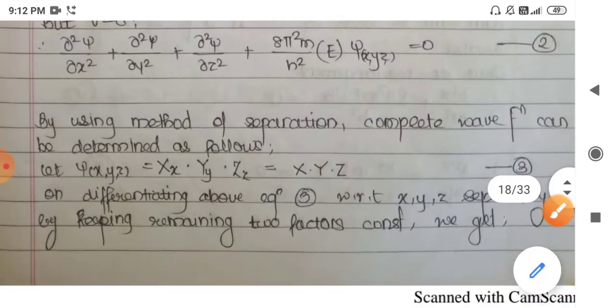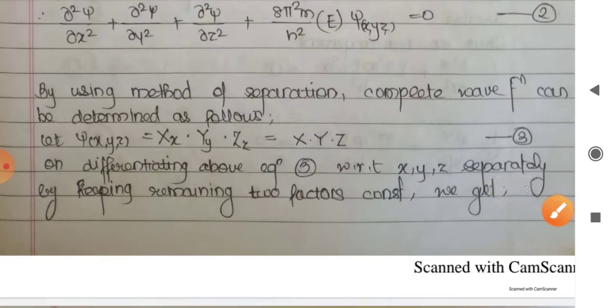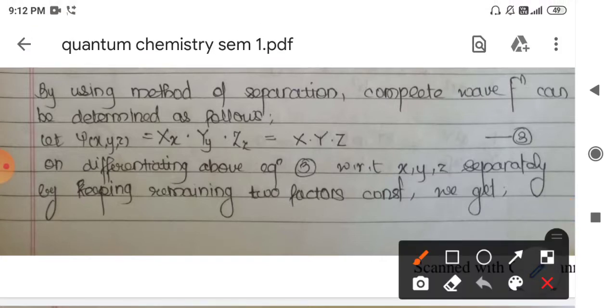In order to have separate wave functions along the x direction, y direction and z direction, we again use the same method that we used previously, that is the variable separation method. So how will you use that method?